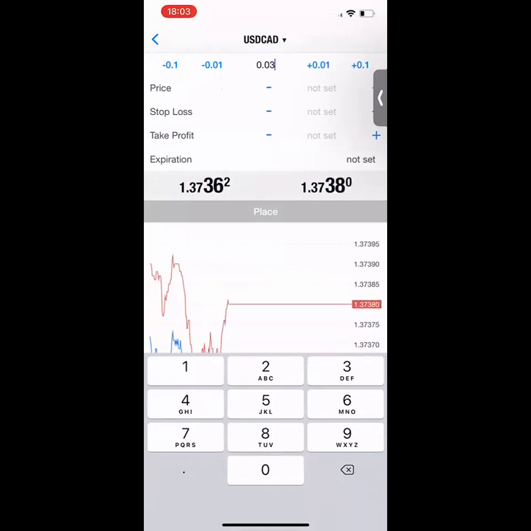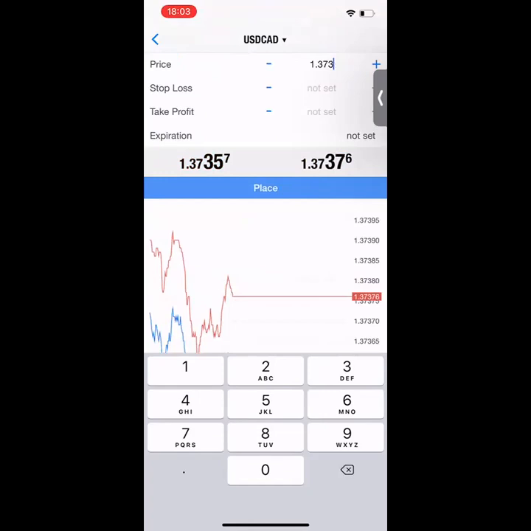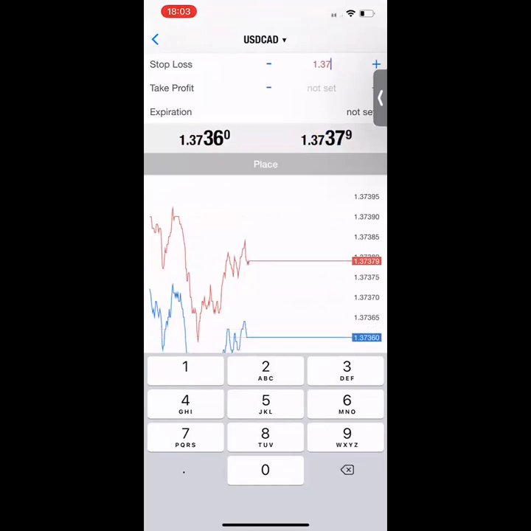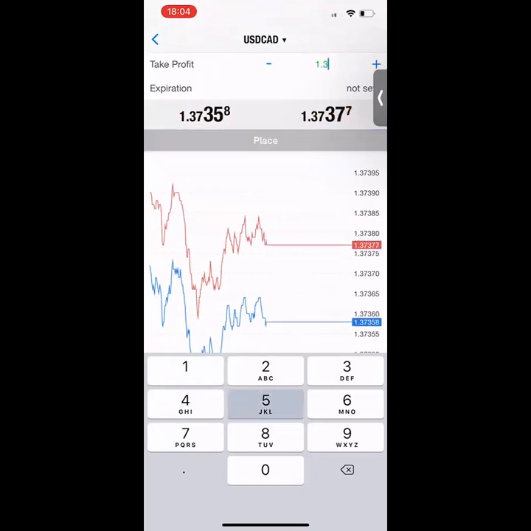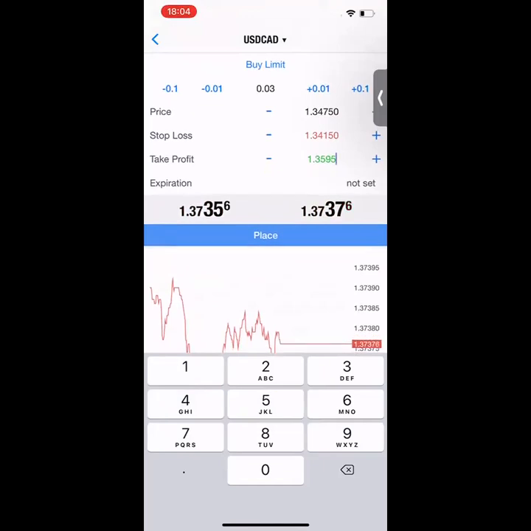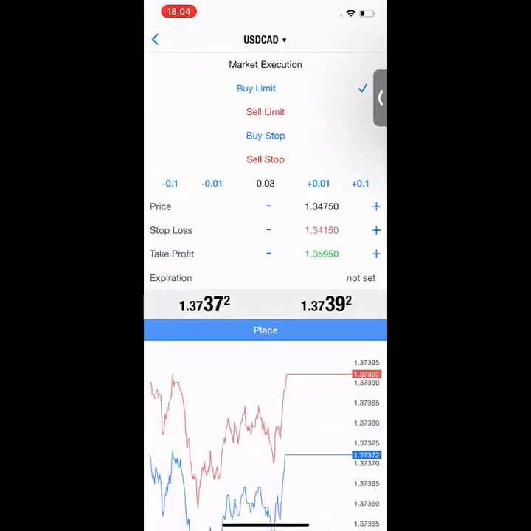Then at this price here, I'm going to adjust it to the entry price that was given to me, which is 1.3475. And of course, my stop loss is adjusted as well to 1.3415, and my take profit will be adjusted to 1.3595, and so I have been able to set all of this. The first thing first, I'll recap: the first thing is to change from the market execution to whatever type of order you want to place.